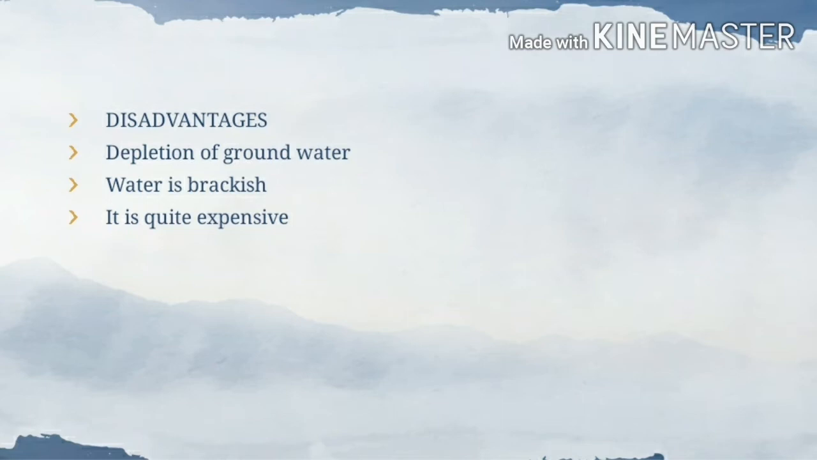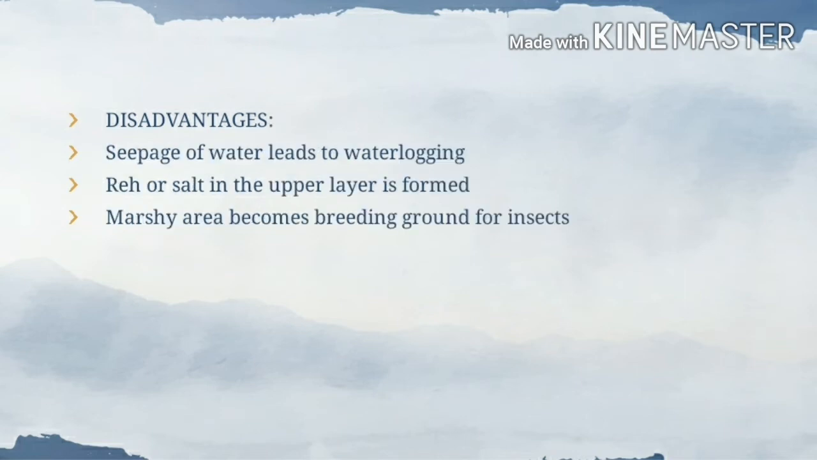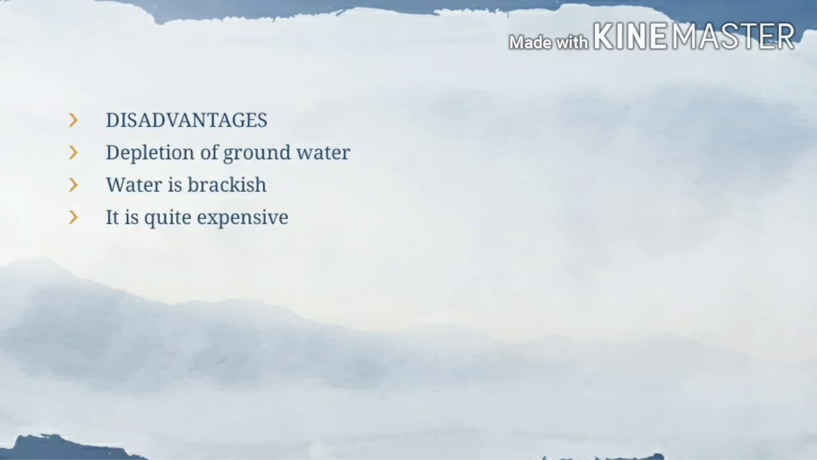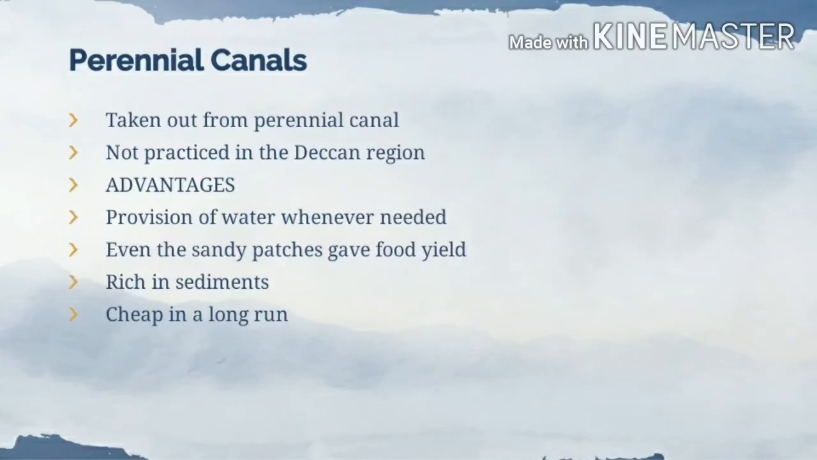So what is the first disadvantage? Depletion of the groundwater. Because excessive extraction of the groundwater is being done, the groundwater decreases or depletes. Second one is that the water is brackish, meaning in some cases, if the water is not tested before the tube well is established, then sometimes the water may be brackish or salty. Third one is that it is quite expensive. It is very expensive because a continuous supply of diesel or electricity will have to be there, and that is why it is very expensive.